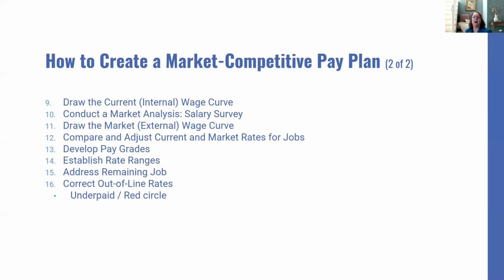And then 16, correct out of line rates. This means that the average pay for that job is currently too high or too low relative to other jobs in the firm. For underpaid jobs, the solution is clear: raise the wage for underpaid employees. If we have overpaid, then we usually have to freeze the rate for those employees to bring them into line.